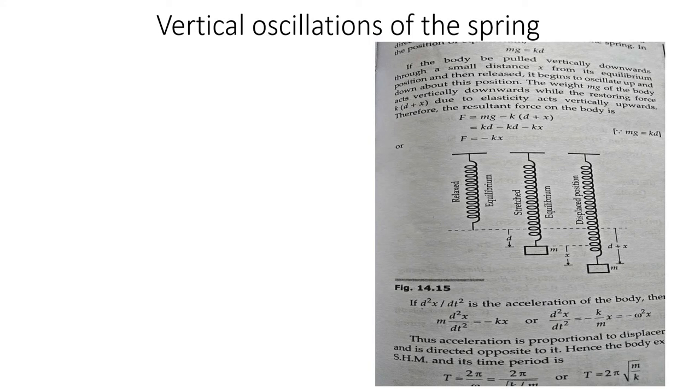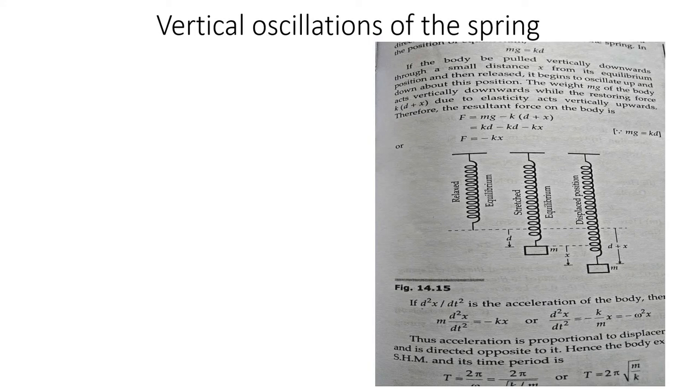So d²x/dt² equals minus k by m into x, or we can write it as d²x/dt² equals minus omega squared x. That is the differential form of simple harmonic motion. So omega squared equals k by m, or the time period equals 2 pi into root of m by k. Here you can see that this is one important result.